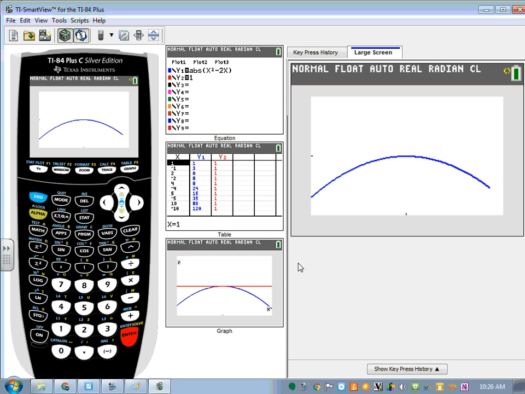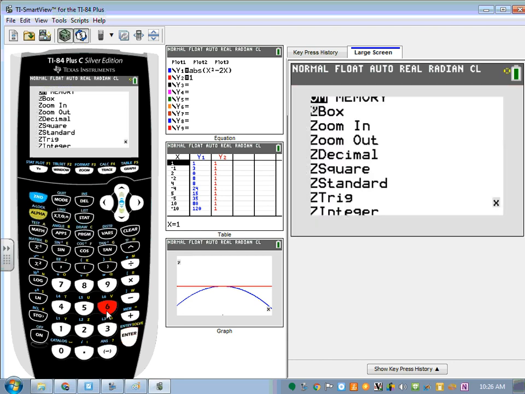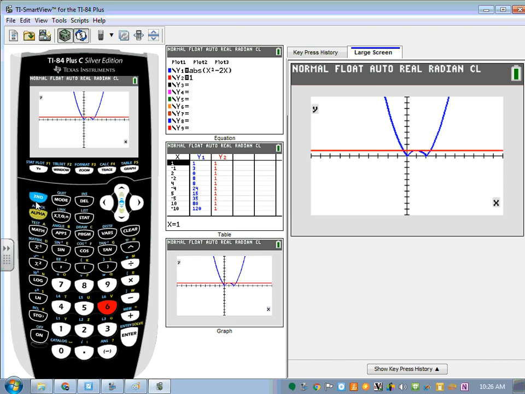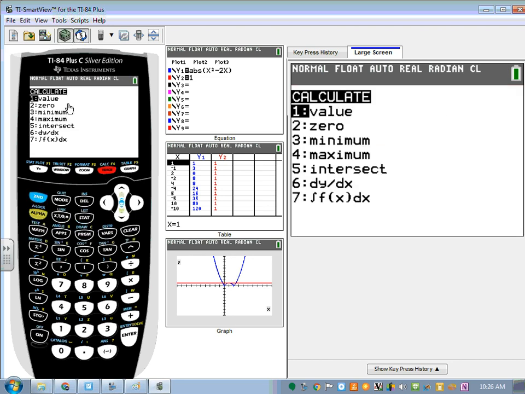There is a pretty major downside though, and I'm just going to go back to zoom standard to show you that downside. The calculator never gives you an exact value. So when we had 1 minus root 2 and 1 plus root 2, we knew the exact value through our quadratic formula. I'm going to find 1 plus root 2 right there on the graph, and the way that I do that is second trace. It's the intersect, that's option number 5.